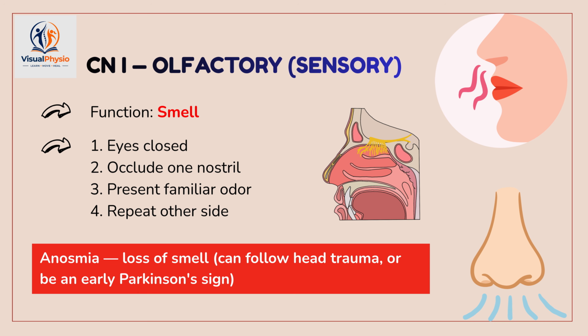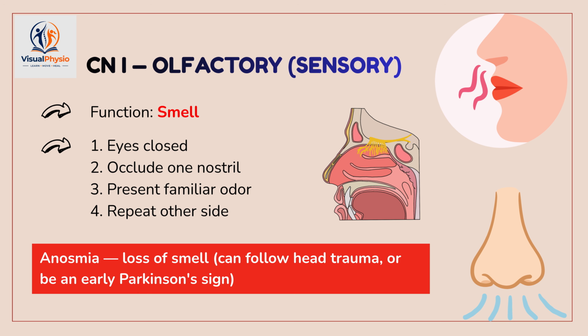Let's start with cranial nerve 1, the olfactory nerve. As the name suggests, it is responsible for the sense of smell. To test it, each nostril can be tested separately using familiar non-irritant substances. Ask the patient to identify the smell while the opposite nostril is occluded.